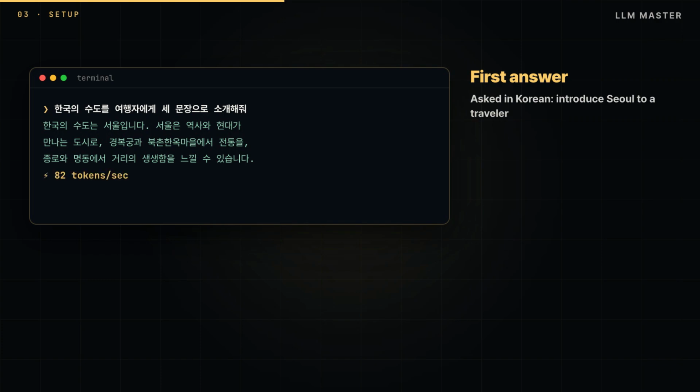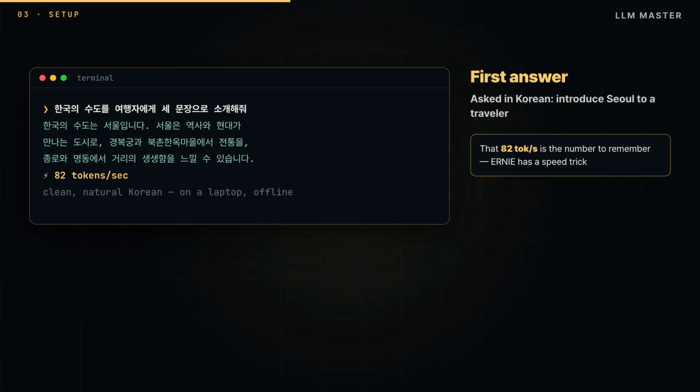But here's the number that jumped out at me. 82 tokens per second. That's how fast it writes. Remember that number? It becomes important in a minute, because this model has a clever trick that makes it much faster than its size suggests.